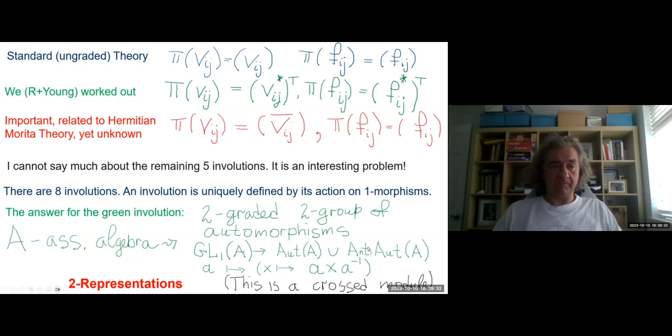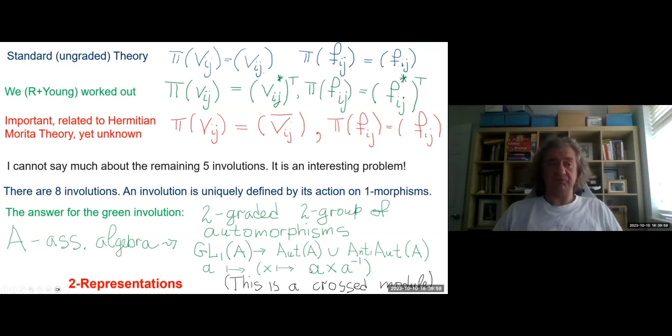And the second group is a group of automorphisms and anti-automorphisms of A together. So it's automorphism plus anti-automorphism. And the map from here to here. So all of this, they act back on A. So they take invertible elements to invertible elements. That's the action of the second group on the first one.